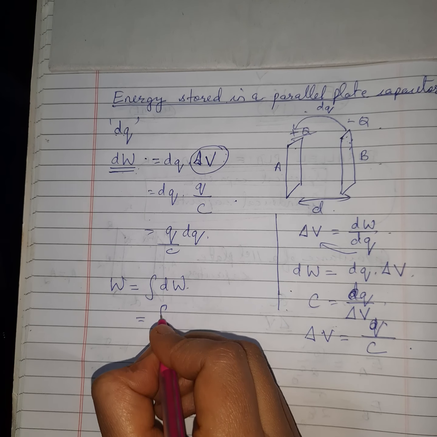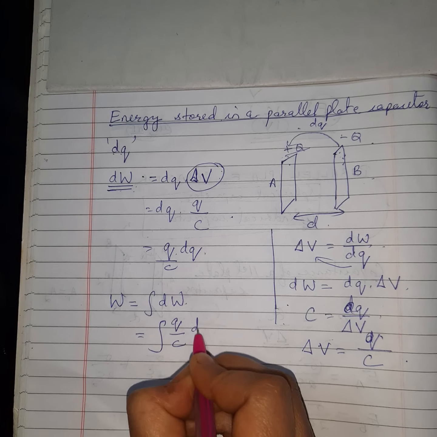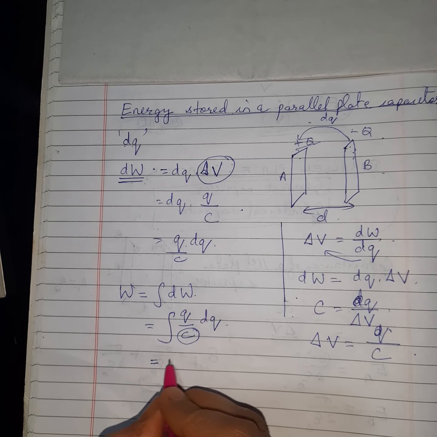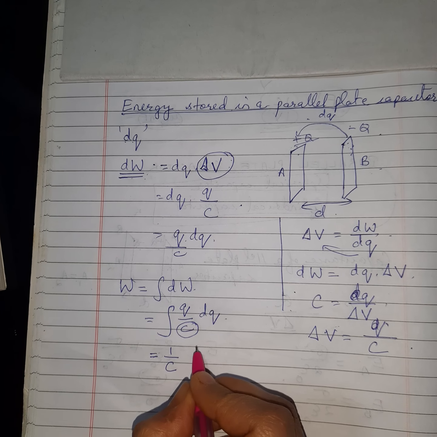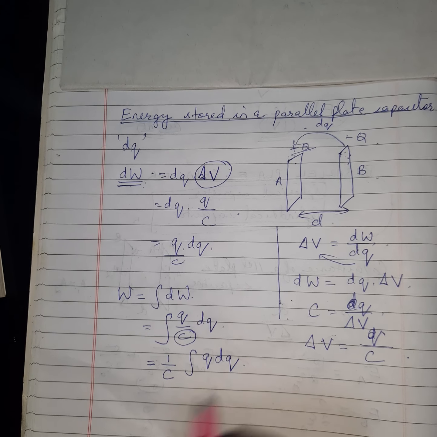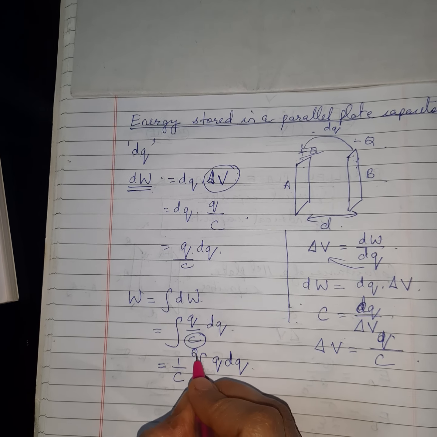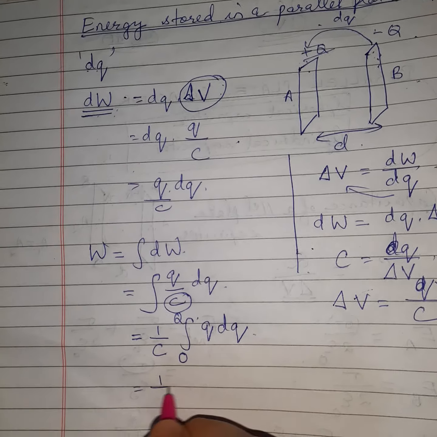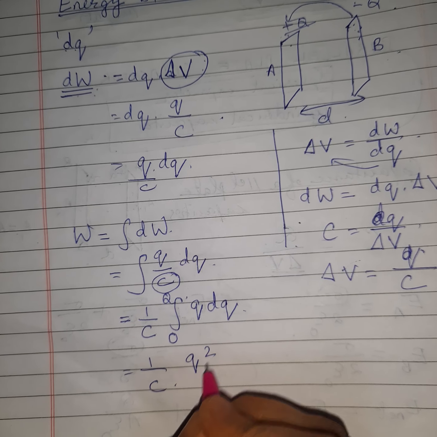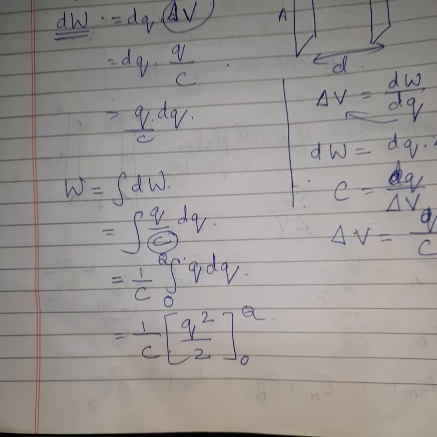So let's replace dW here. dW was q by C dq. Now C, capacitance, is a constant for a given device, so 1 by C will be out of the integration sign. Inside the integration sign it will be q dq, and as I told you, the limits start with 0 charge till we get a charge of q here. Now the integration of q dq is q square divided by 2 within the limits 0 to q.